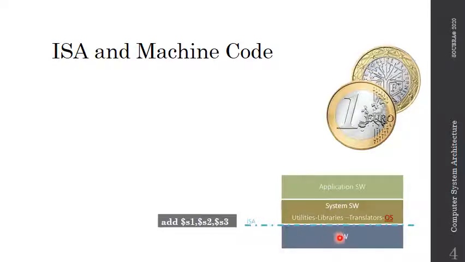And how does the CPU understand this? Using machine code. So if we look at it this way, ISA and machine code are nothing but two sides of the same coin. Fair enough?